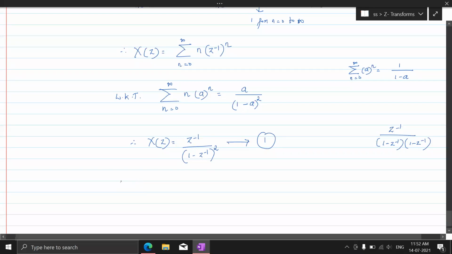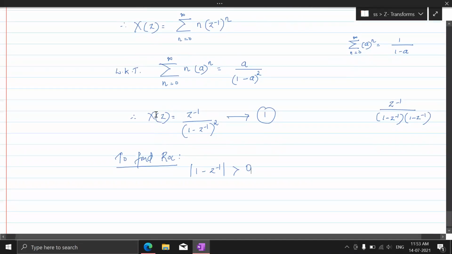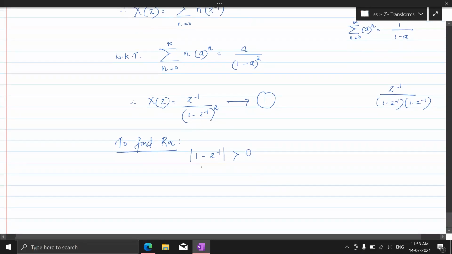Okay, so to find the ROC, what do we say? To find the ROC, anybody? The magnitude of 1 minus z inverse should be greater than 0. So that is when x of z is finite. Understand that? So for this to be finite, this denominator has to be greater than 0. It should not be 0, because if it is 0, it is infinity. So the magnitude should be greater than 0. So it means to say 1 is greater than magnitude z inverse, or 1 is greater than 1 by z, or magnitude z is greater than 1. So this is your ROC.